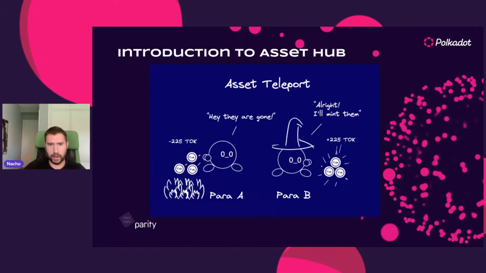Here we have a great diagram made by my colleague Emiliano, which explains how asset teleport works. So we have two parachains. If we want to teleport assets between these two parachains, in the origin, the assets will be burned. And then you have to trust that in the destination, parachain B, they will be minted.